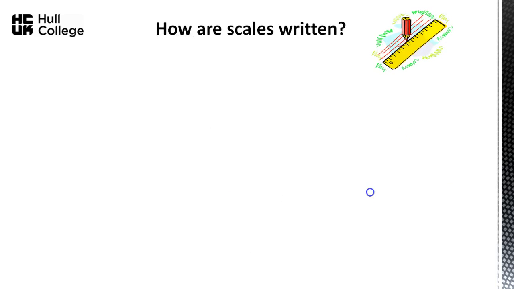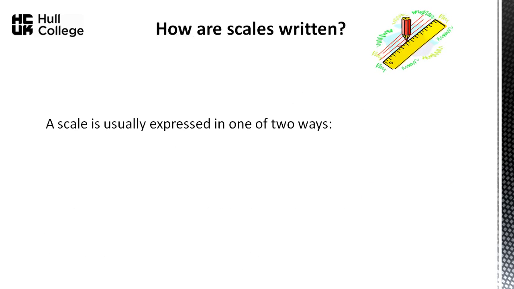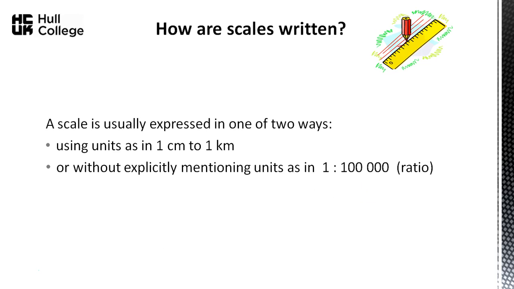How are scales written? A scale is usually expressed in one of 2 ways. Using units as in 1 centimetre to 1 kilometre, or without explicitly mentioning units as in 1 to 100,000. This uses a ratio.